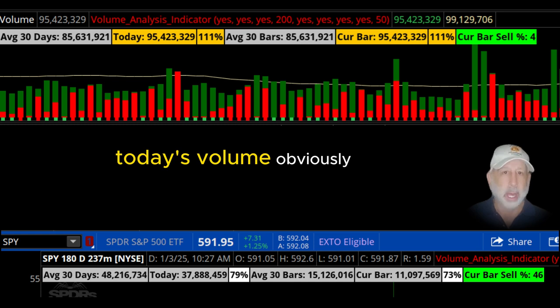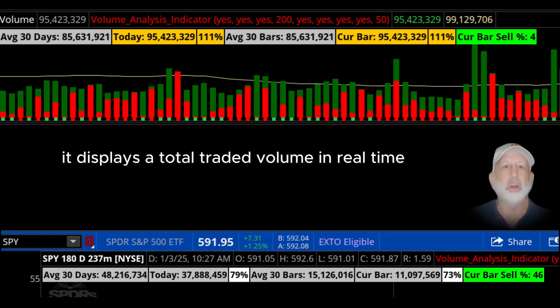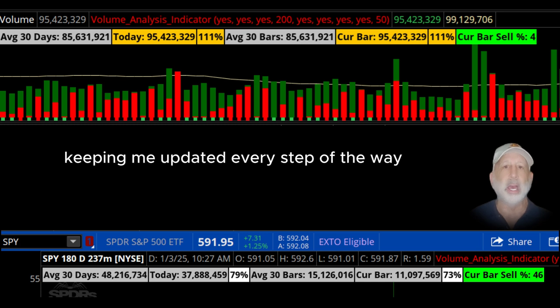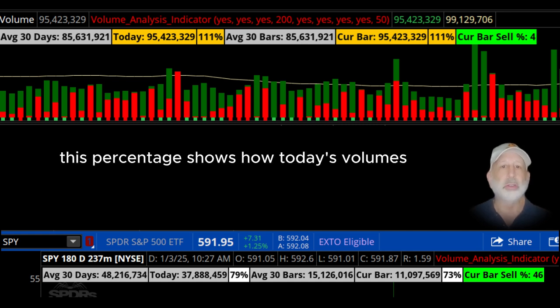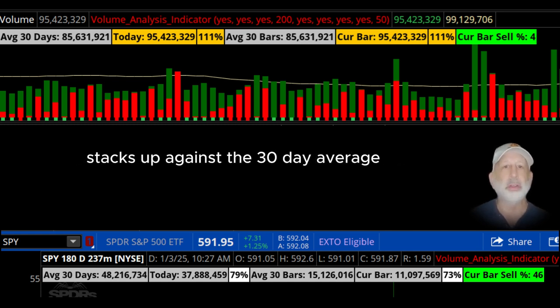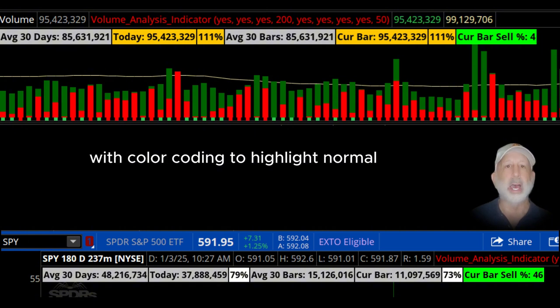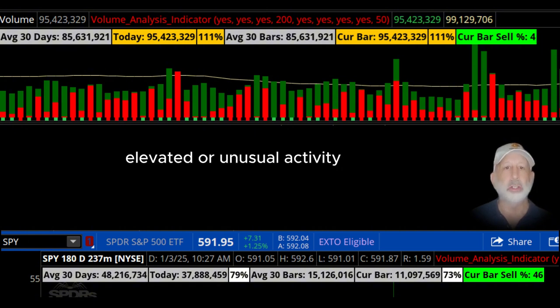Today's volume, obviously, it displays the total traded volume in real time, keeping me updated every step of the way. Percentage of 30-day average. This percentage shows how today's volume stacks up against the 30-day average, with color coding to highlight normal, elevated, or unusual activity.